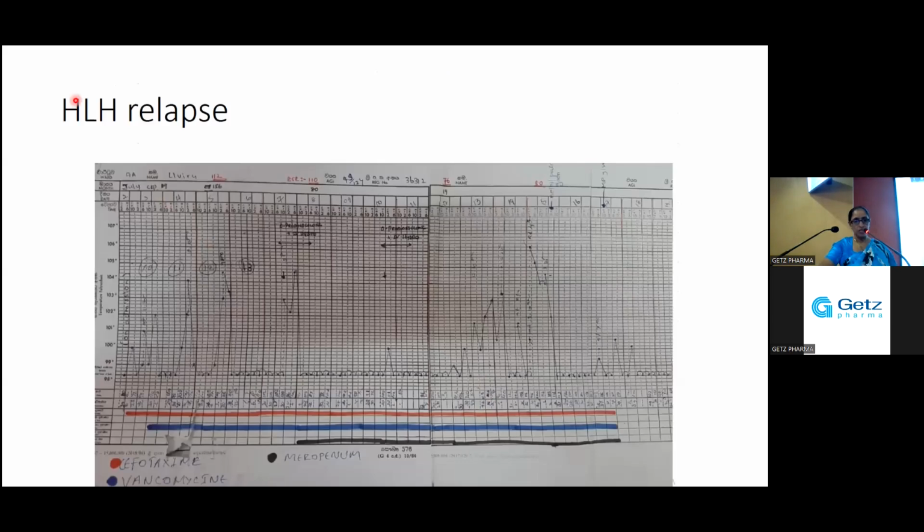So this is HLH relapse. This is also something I had to learn the hard way. I had kids going down beautifully. Actually, this is an exaggerated thing. The fever went down and immediately came up. But there were kids who were okay for weeks. And then again, fever came back.